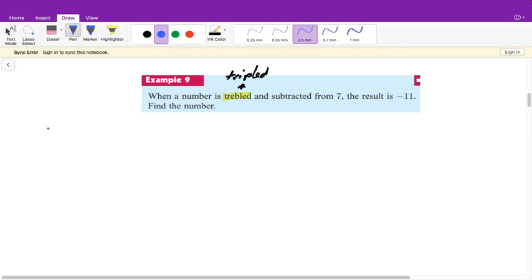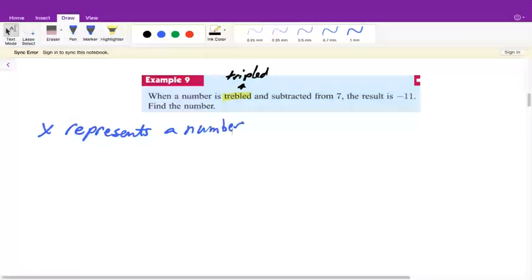So first off, we're going to use a variable. Let's just use X. So now you need to tell me what X represents. So we're defining it. So X represents a number. All right, this one's a little bit different from what you guys are used to, but X represents a number. From now on, we can just say X instead of a number because we've defined what it represents.